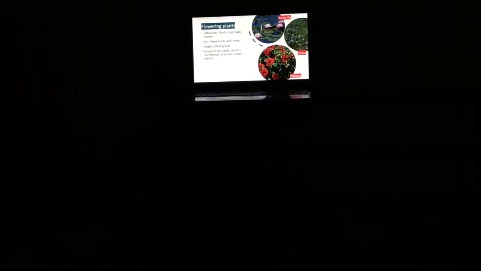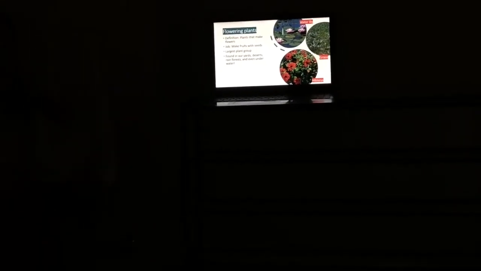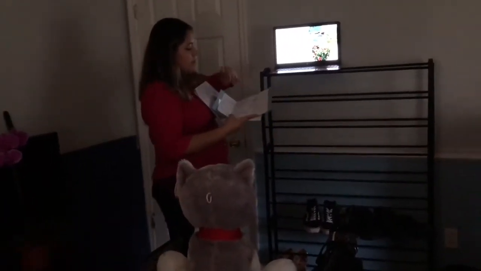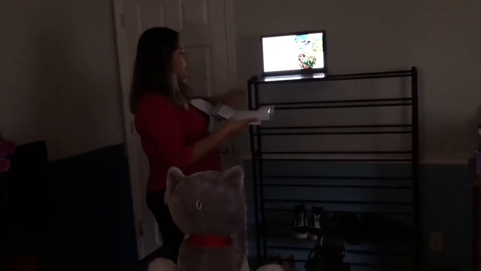Flowering plants. Open up your Venn diagram to flowering plants. We're going to be taking notes over here on the side. If I had an overhead, I would read the presentation and then show the class the notes I take little by little. Anyways, let me continue.